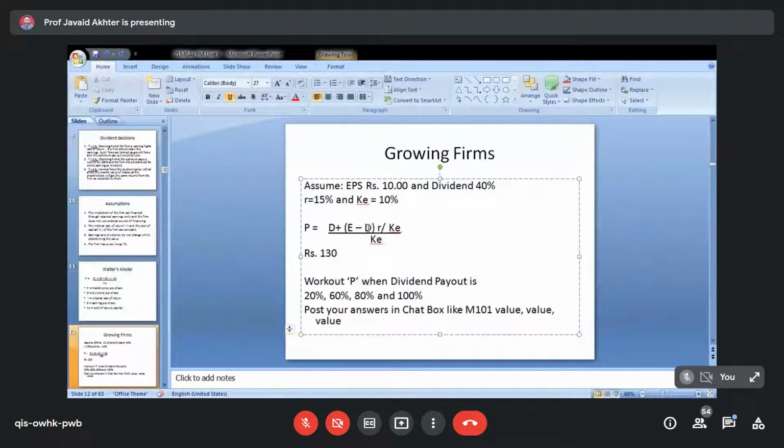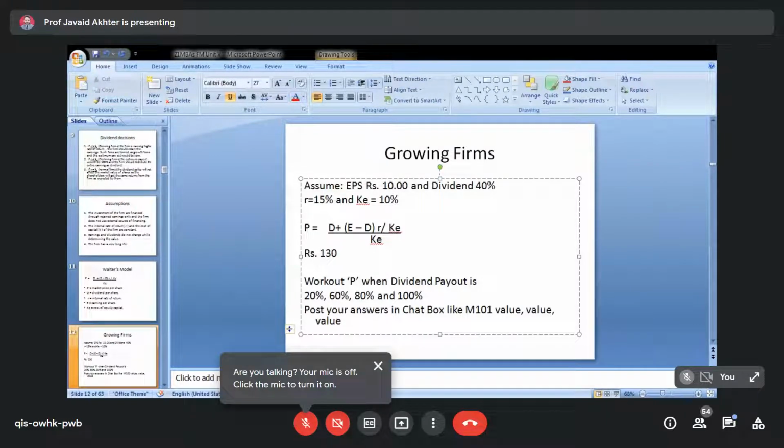Take a minute or so and find it out. Yes, sir, it's 130. You all got 130? Every one of you should try. I have told you substitution of the values. Are you clear about the figures that I have told you?